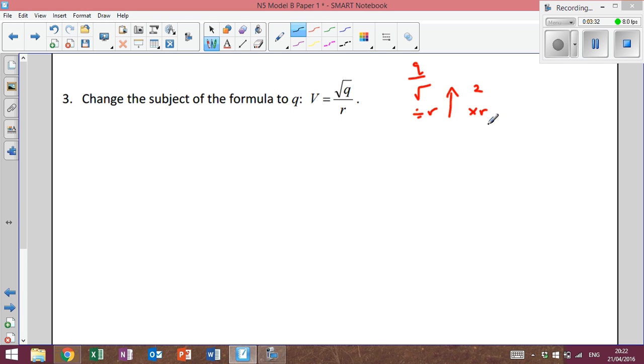So the first thing we're doing is multiplying by r, so it's going to be vr is equal to root q, and the next thing we have to do is square, so the whole of this side gets squared, so (vr) squared is equal to q, and that's us done. So 2 marks, one for doing that first thing correctly, and the second for doing that next thing correctly.